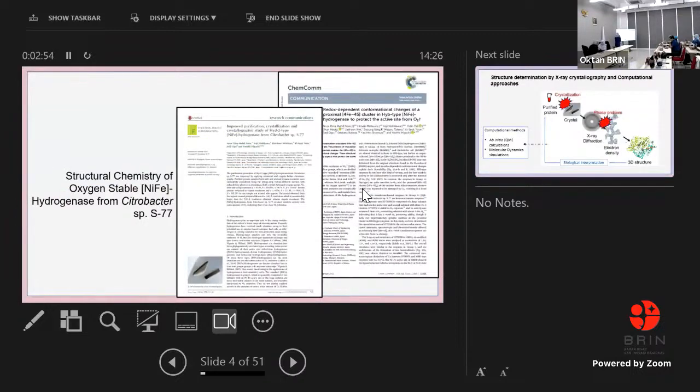So the first project that I'm going to share is about the structural chemistry of oxygen-stable nickel-iron hydrogenase from Citrobacter species S77. This is the project that I performed during my PhD studies. So I'm going to share with you today the findings of my studies.